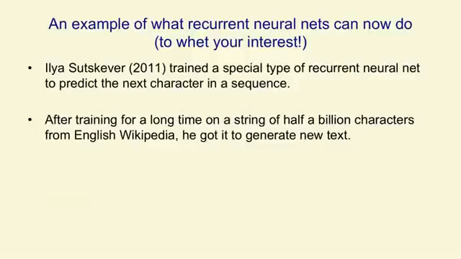After he'd trained it, one way of seeing how well it can do is to see whether it assigns high probability to the next character that actually occurs. Another way of seeing what it can do is to get it to generate text.